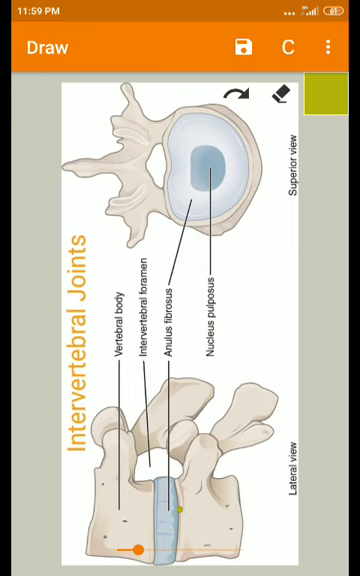So these are all about the joints present in the thoracic cage. In the next session we are going to see the wall of the thorax, how the wall of the thorax is formed. Thank you.